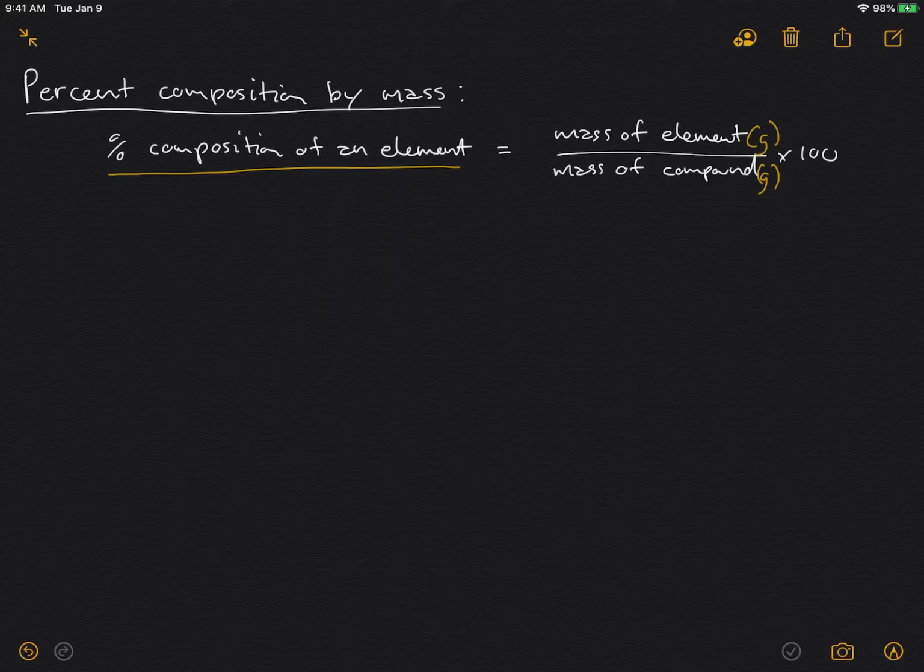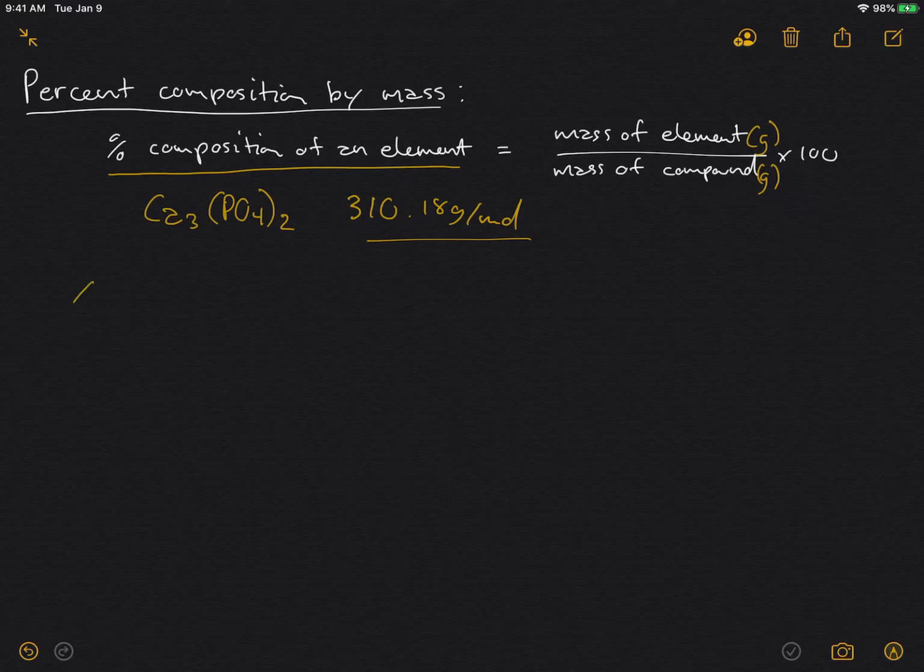So in this example, I want to take a look at calcium phosphate, and you need to know the formula of your compound, and you'll also need to calculate its molar mass. So the first thing we need is the molar mass of calcium phosphate. I've already calculated that. It has a mass of 310.18 grams per mole. So we'll need that in all of these calculations. So let's go through element by element and calculate each element's mass percentage in this compound.